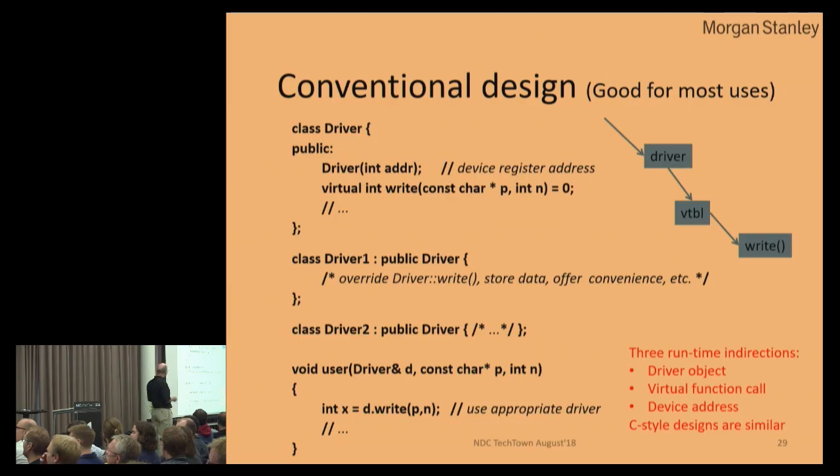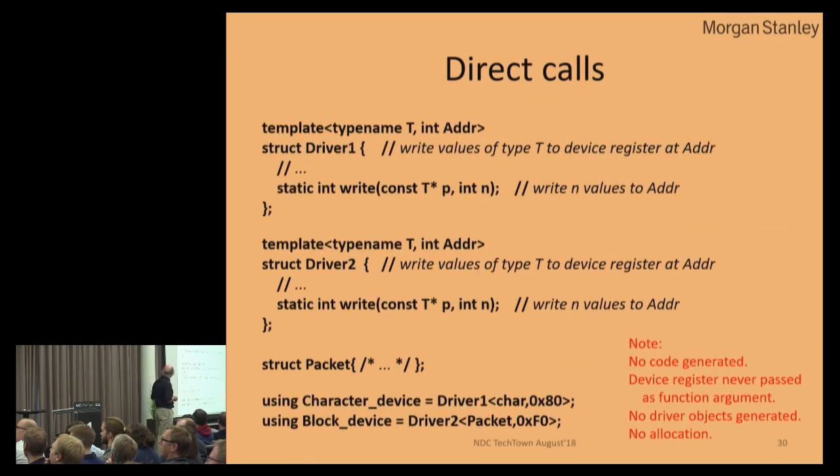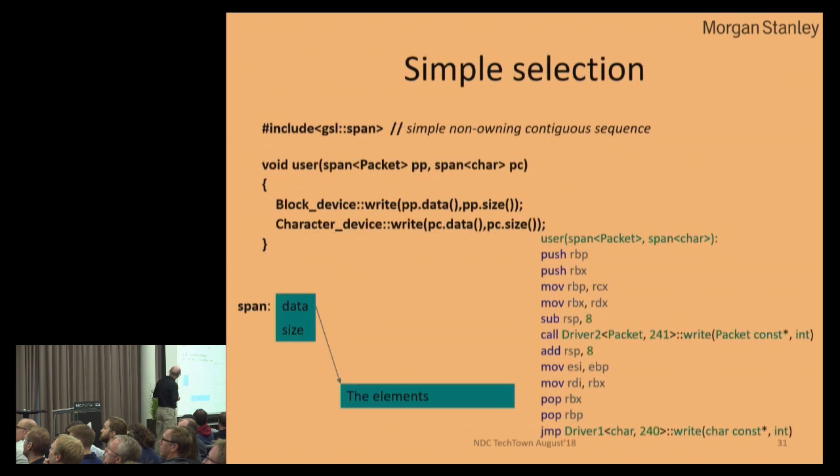But what if it's not good enough? What if this double indirection is killing your response time? Or what if the allocations that come with this object-oriented style are painful in your system? What can you do instead? So let's just look.